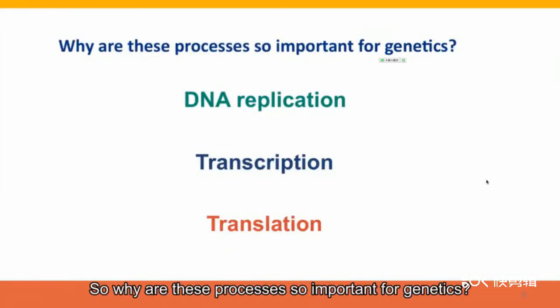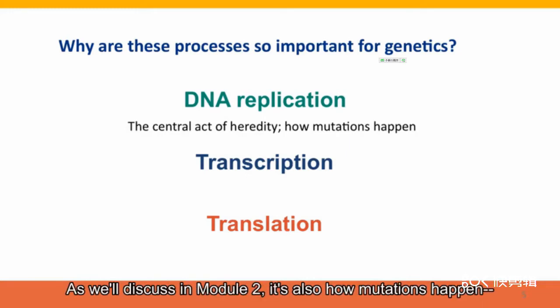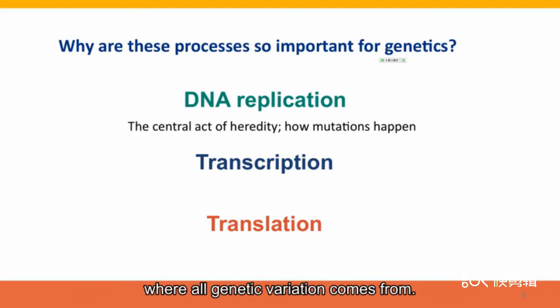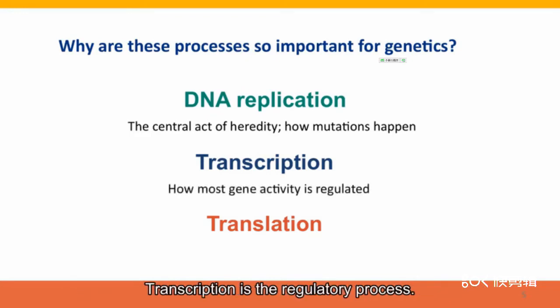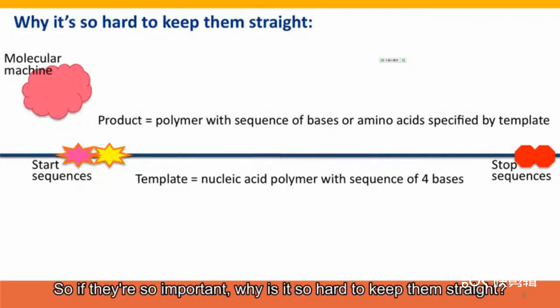So, why are these processes so important for genetics? Well, as I said, DNA replication is a central act of heredity. As we'll discuss in Module 2, it's also how mutations happen, where all genetic variation comes from. Transcription is the regulatory process. Translation, proteins do everything.